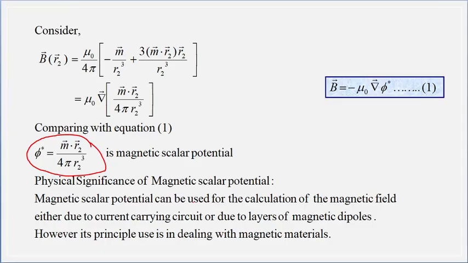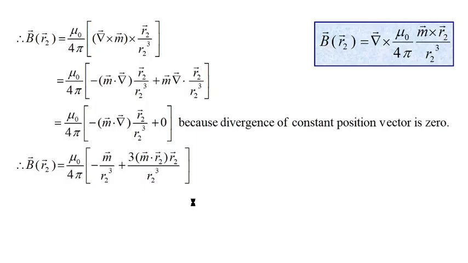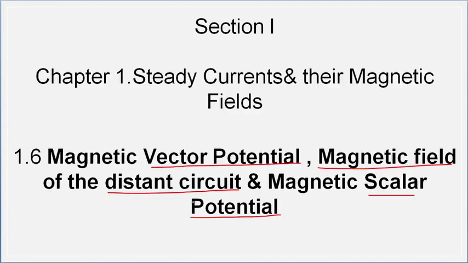Okay. Now this completes the first chapter. This first chapter is the magnetic field, steady current and their magnetic field. That is chapter 1. And this chapter will be included for you for ISA 2.